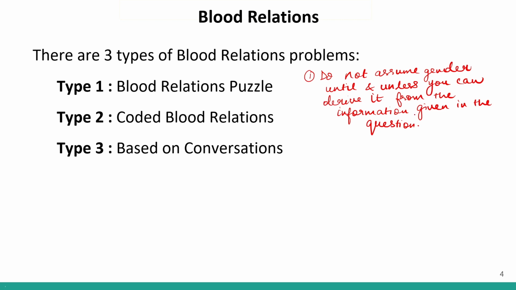So in general Lalita is a female name, so we assume that it could be a female, but sometimes the examiner plays a trick and Lalita is a male. So if you assume the gender, your answer will be incorrect. So we never assume the gender while solving questions on blood relations unless we can correctly identify the gender based on the information, or it is specifically mentioned in the question.